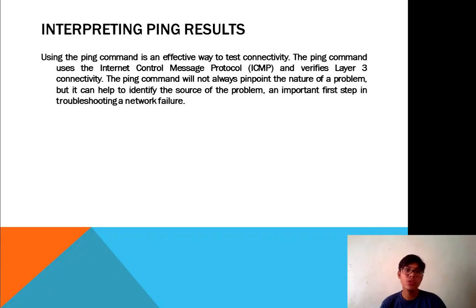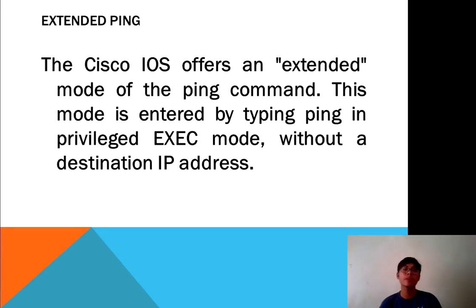Interpreting ping results: using the ping command is an effective way to test connectivity. The ping command uses the Internet Control Message Protocol, ICMP, and verifies layer 3 connectivity. The ping command will not always pinpoint the nature of the problem, but it can help identify the source of the problem. An important first step in troubleshooting a network failure. Extending ping: Cisco IOS offers an extended mode of the ping command. This mode is entered by typing ping in the privileged EXEC mode with no destination IP address.